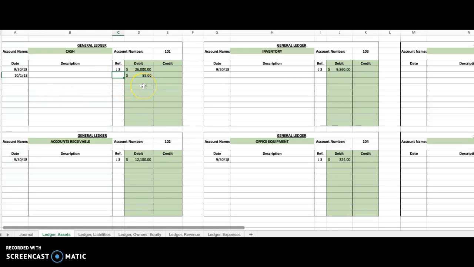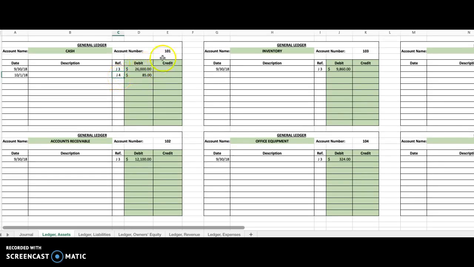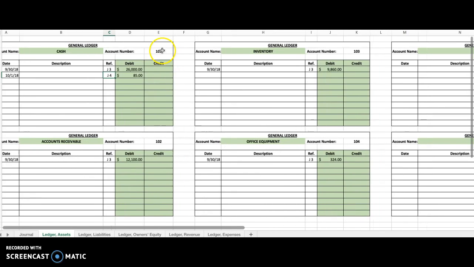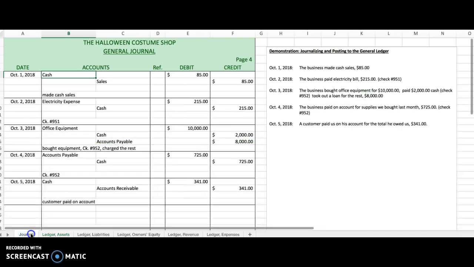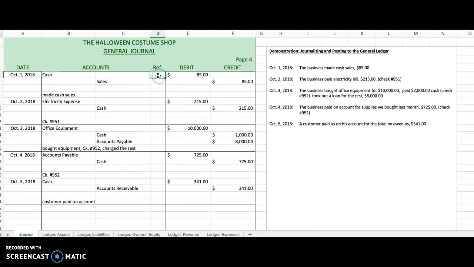This reference column now should indicate J4. So this now means that this entry, $85, came from journal page 4. We now take the account number. Cash is account number 101, and we put the 101 back in the reference column in the journal. So each journal has a reference column, and each of the accounts in the ledger has a reference column.